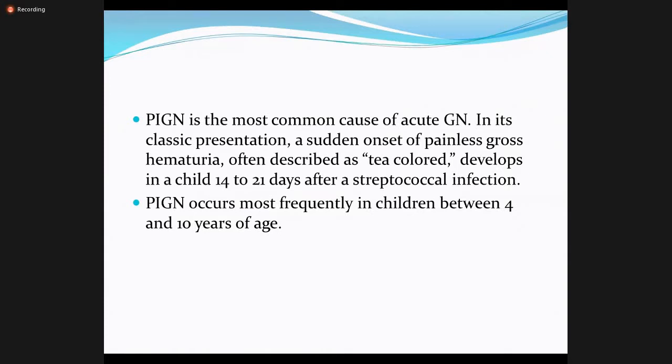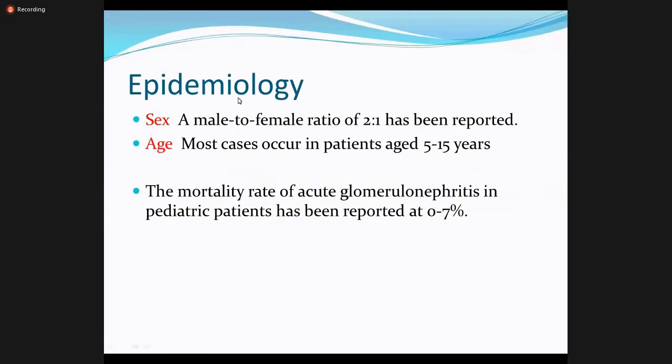Post-infection glomerulonephritis occurs post-renally. The age group is between 4 to 10 years, as compared to nephrotic syndrome, in which the age group is usually between 3 to 4 years. Glomerulonephritis usually occurs after the age of 4 years; 4 to 10 years is the average range. It is more common in males, 2:1. As I already told you, age is from 4 to 10 years or more, extended up to 5 to 15 years.